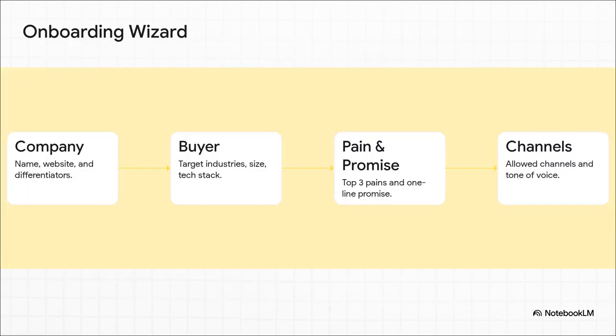You go through a 4-step onboarding wizard that takes maybe 4 to 6 minutes tops. You drop in your company details, your exact buyer persona, the top 3 pains your buyer feels in their own words, which is key, and your permitted channels and tone.